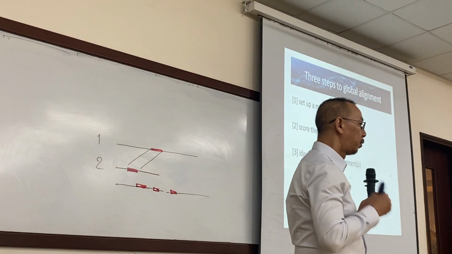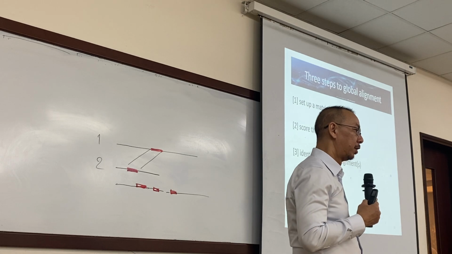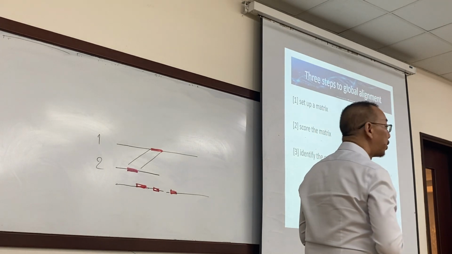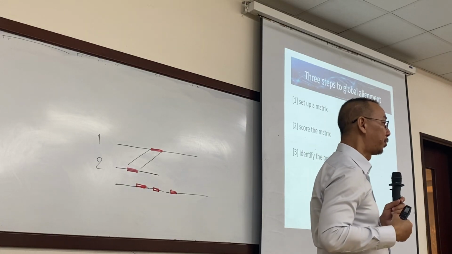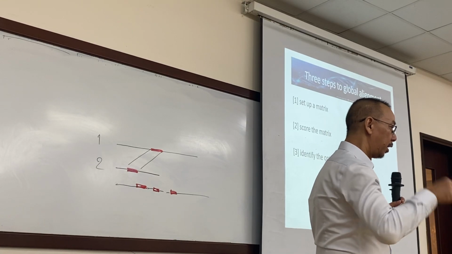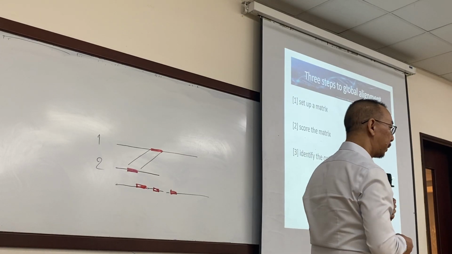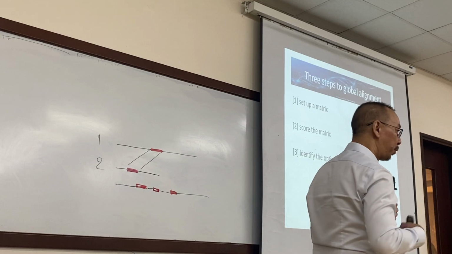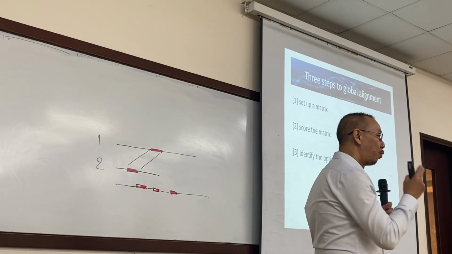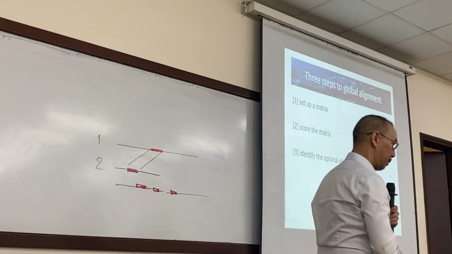Actually, when you run the program, it already has the matrix set up as default. For the matrix, you already know how it scores the alignment between two sequences at each position. And after that, identify the optimal alignment. So that means the program will process many alignments and generate only one output, and the one output is the optimal alignment.